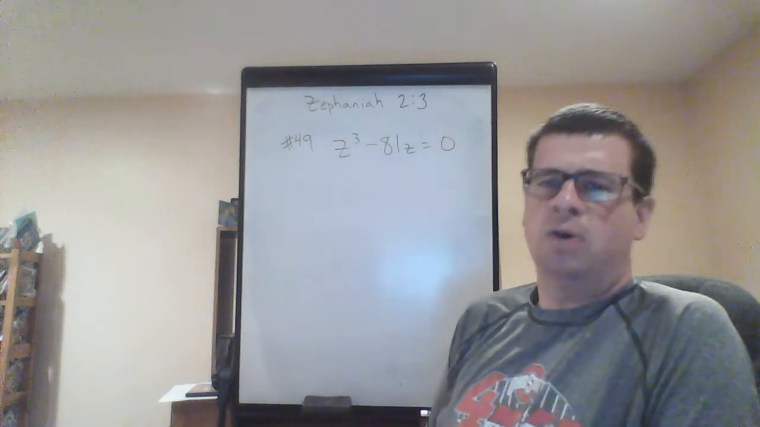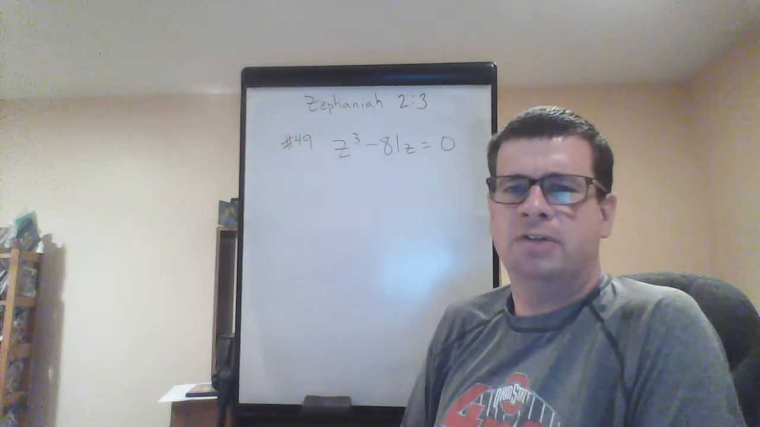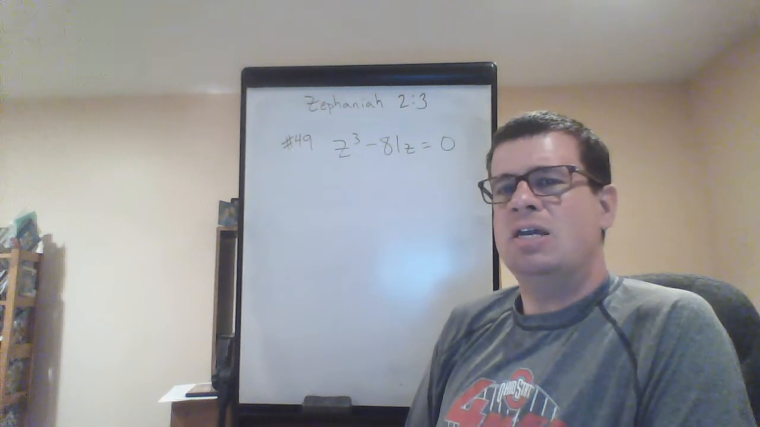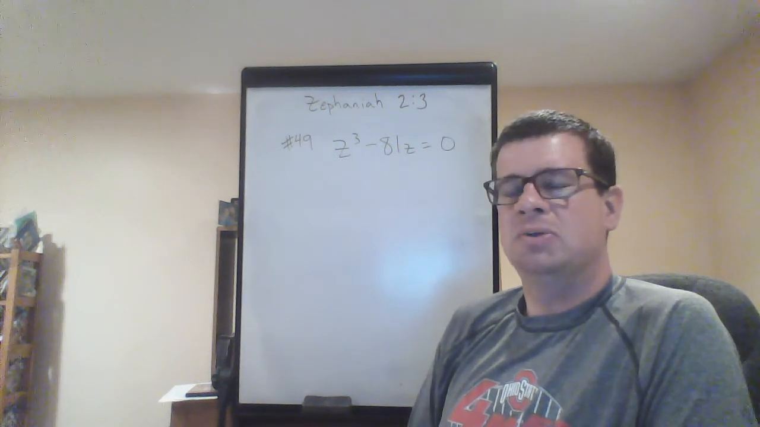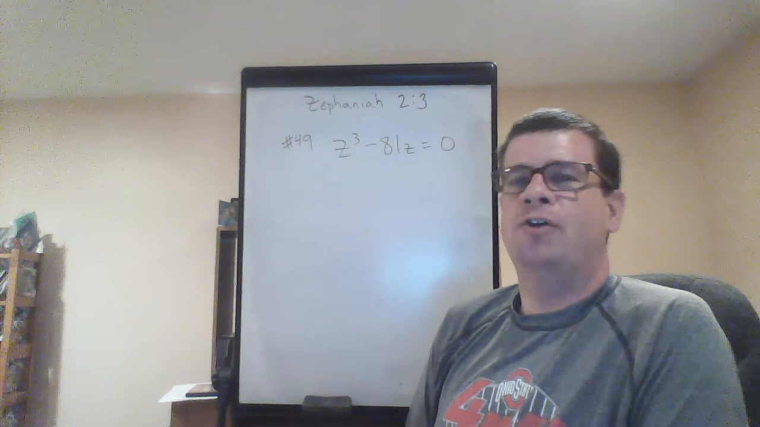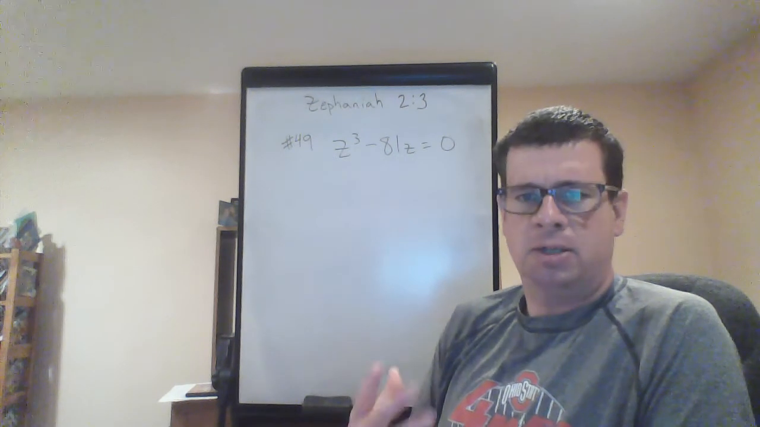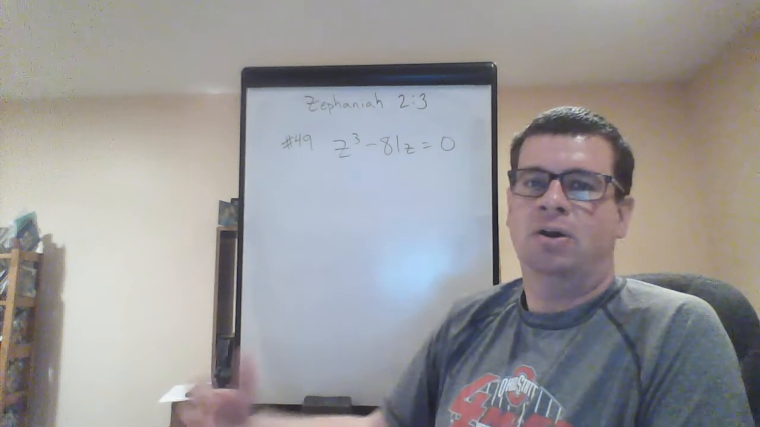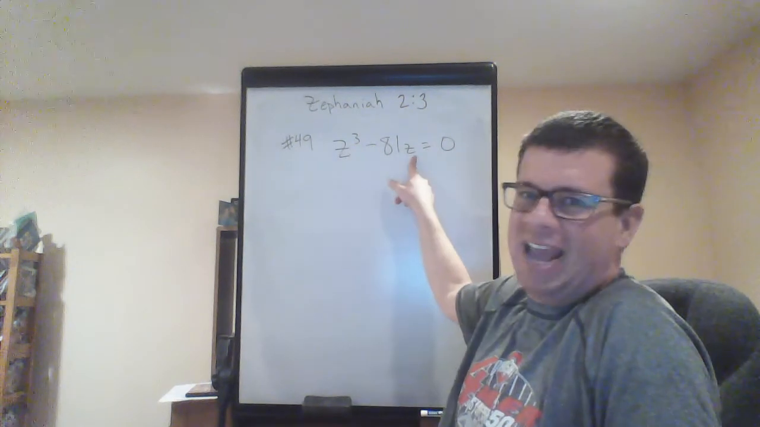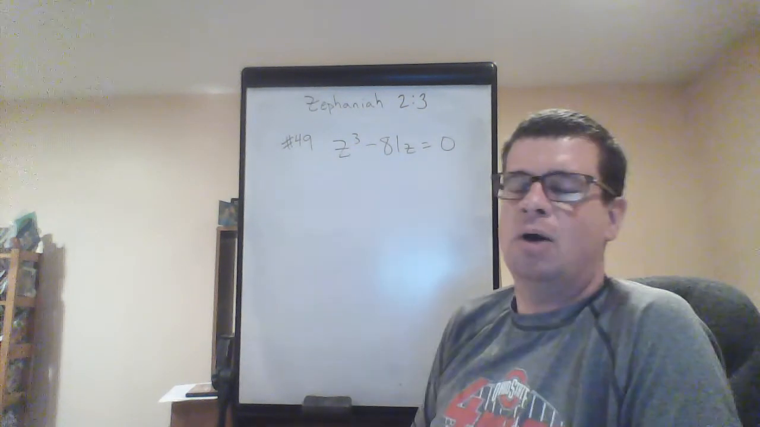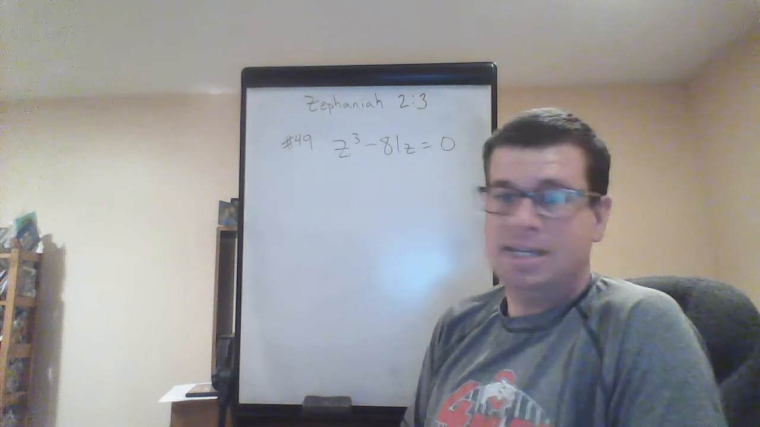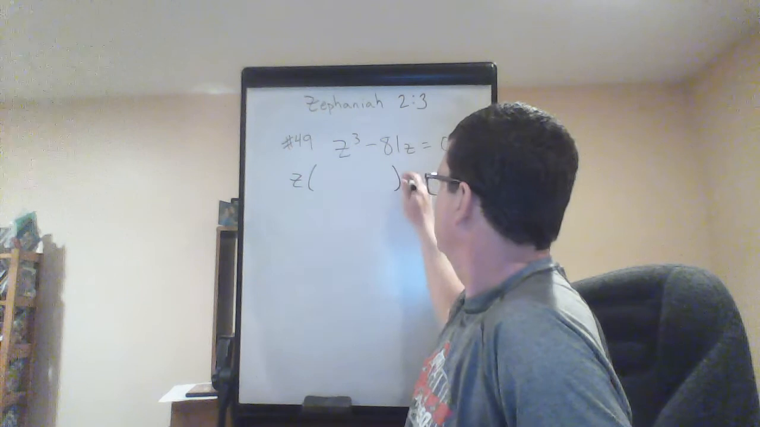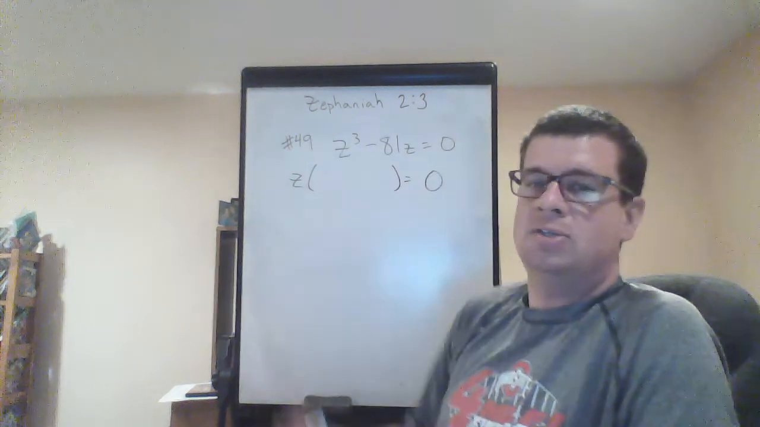Again, it's already equal to 0, so the only thing left for us to do is to factor that left-hand side. I've got z cubed minus 81z equals 0. Always remember that the first thing you should look for, especially when factoring the left-hand side, is whether you have any common factors. If I see z cubed and negative 81z, I see they've got a z in common. So I'm going to go ahead and factor out a z. That's just undistributing a z.